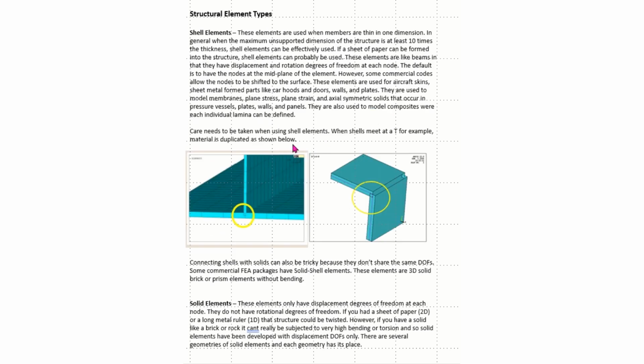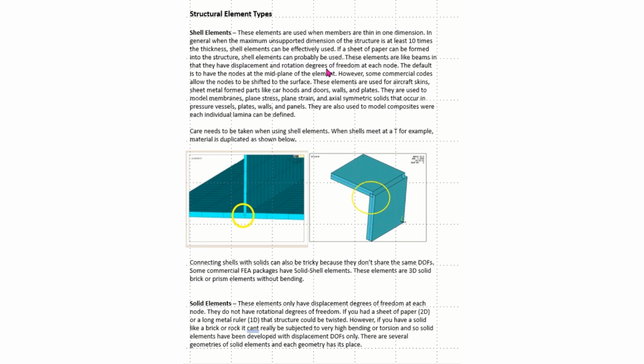So moving on to look at shell elements. These are 2D elements, and they're very popular elements. They do a great job of modeling two-dimensional structures. These elements are used when members are thin in one dimension. In general, when the maximum unsupported dimension of the structure is at least 10 times the thickness, shell elements can be effectively used. If a sheet of paper can be formed into the structure, shell elements can probably be used.